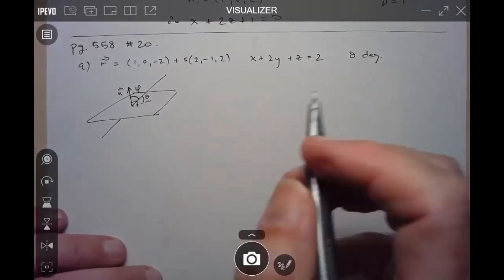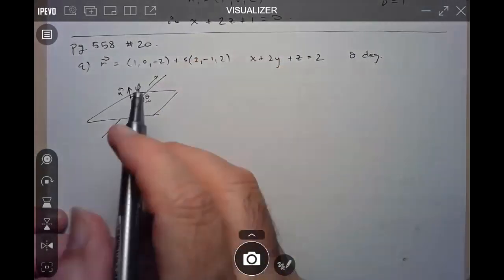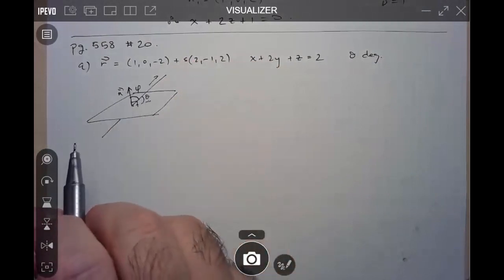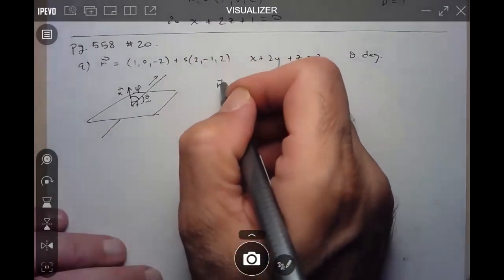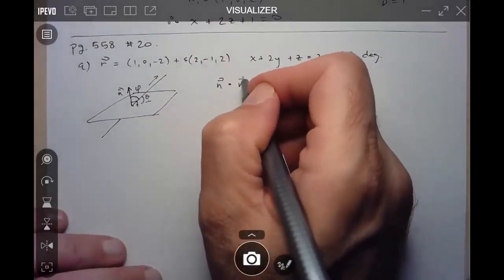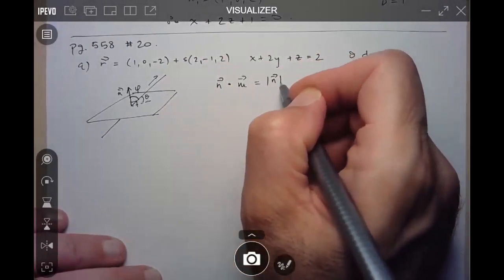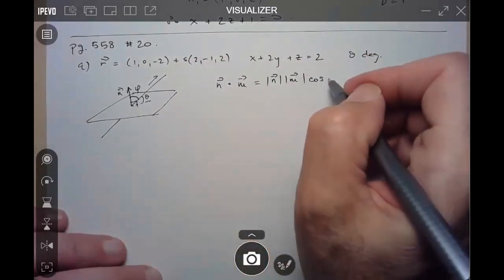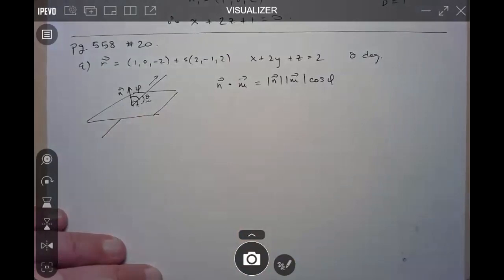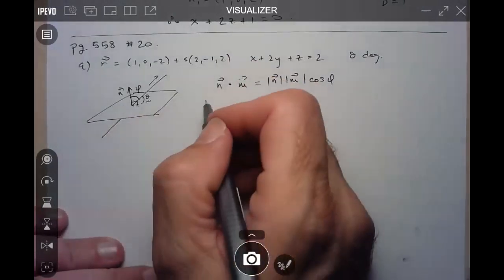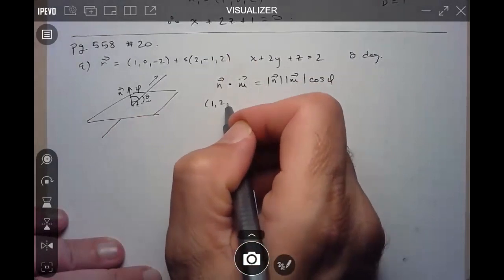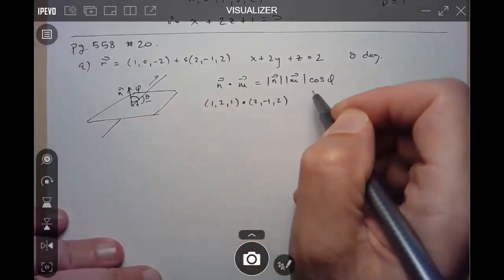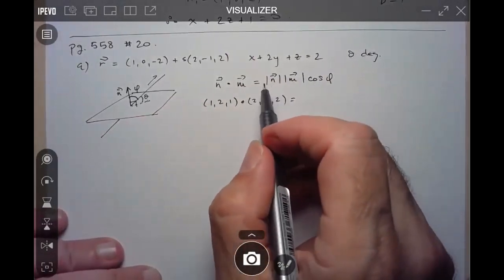So there's my direction vector. I'm going to find the angle between the direction vector and the normal vector. So let's start with that. n dot m, of course, we know is the magnitude of n times the magnitude of m times cosine of the angle between them. Although here I'm going to use phi because that's what I called it there. So now what is n? It's 1, 2, 1. m is 2, -1, 2.